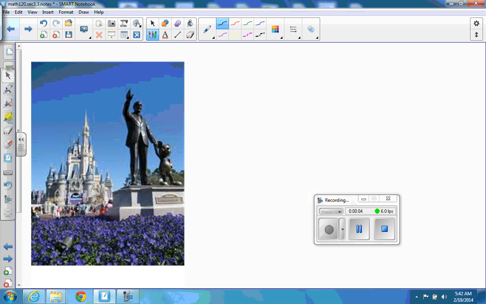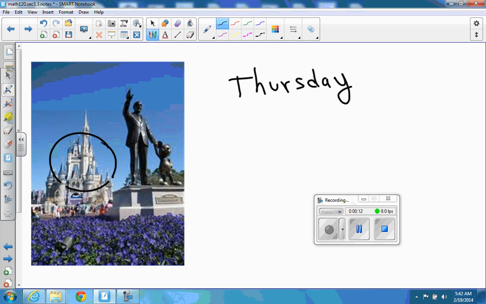All right, good morning. This is for Thursday, and what I will be doing today is visiting the Magic Kingdom, which is right here. And here is Mickey the Mouse holding Walt Disney's hand. Let's talk about more what you're going to be doing today.